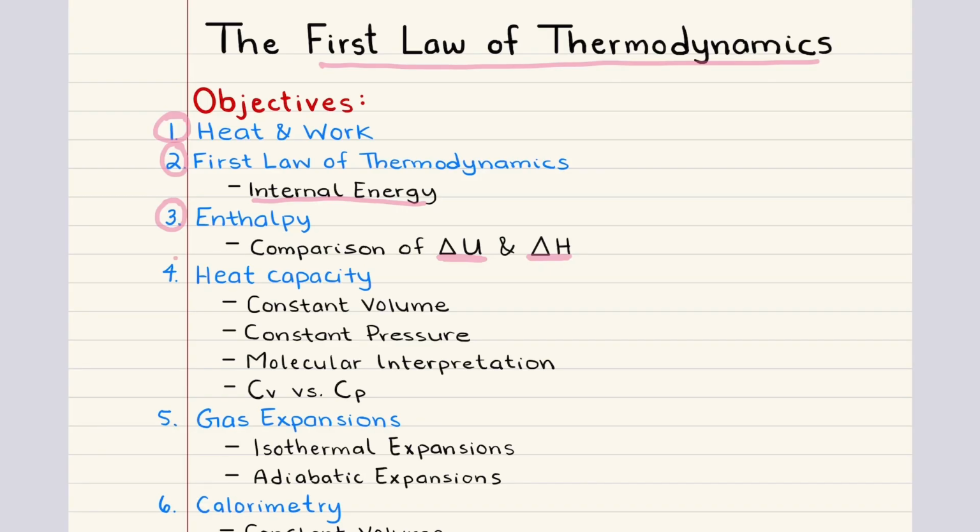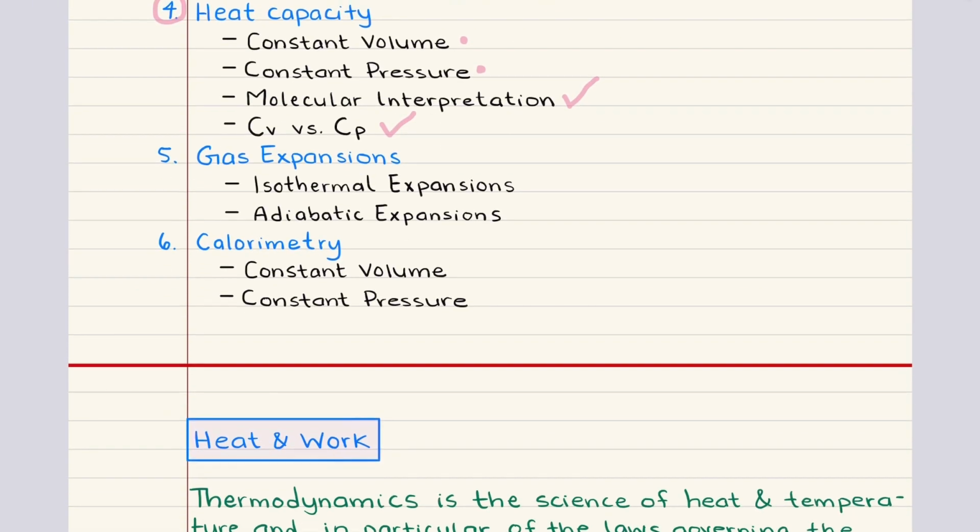Then we're going to turn to heat capacity. We're going to look at how it's defined, the difference between constant volume and constant pressure heat capacities, and the molecular interpretation that connects heat capacity to the motions of molecules. We're also going to compare CV and CP and see how they are related.